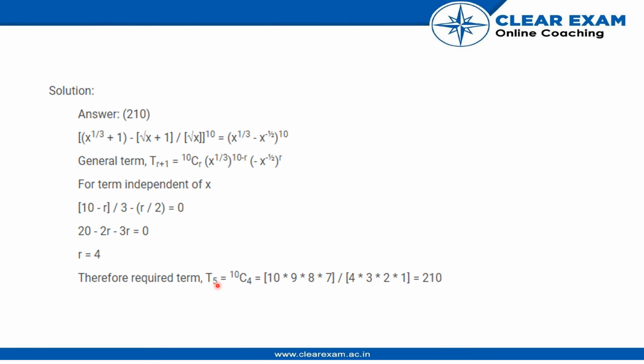So the required term will be equal to T(4+1), that is T5, which is equal to 10C4, which is equal to 10 into 9 into 8 into 7 divided by 4 into 3 into 2 into 1, which is equal to 210.